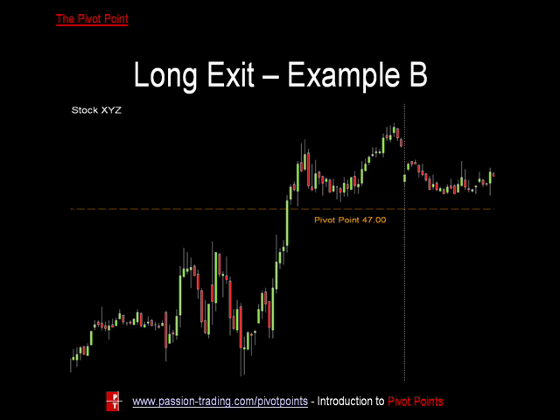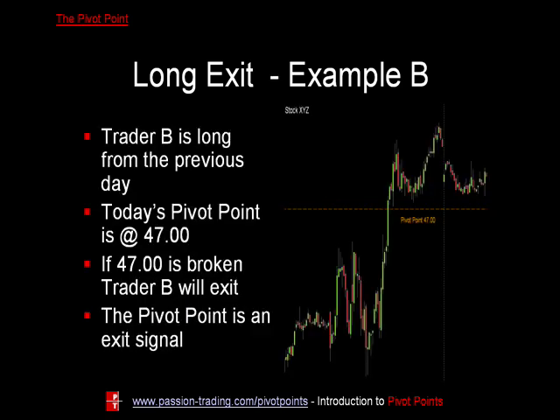Notice that our pivot point is at 47. We're actually being a little bit clever here and showing you 2 days. The pivot point is only valid for the current day, which is to the right of the vertical white dashed line. Trader B is long from the previous day.